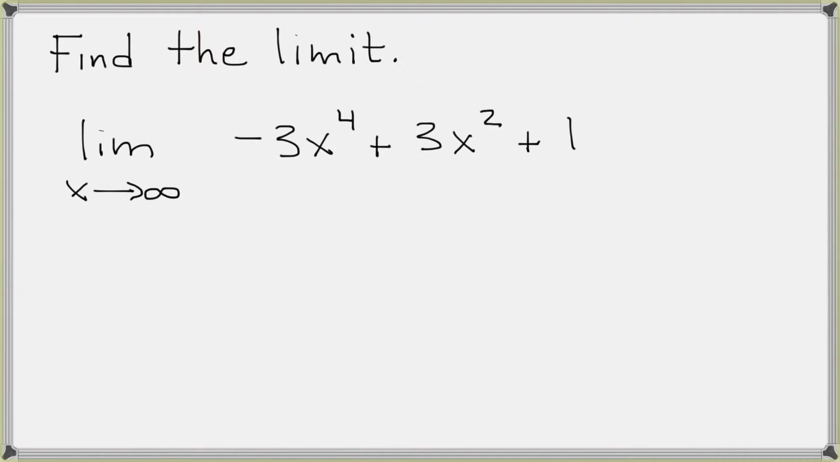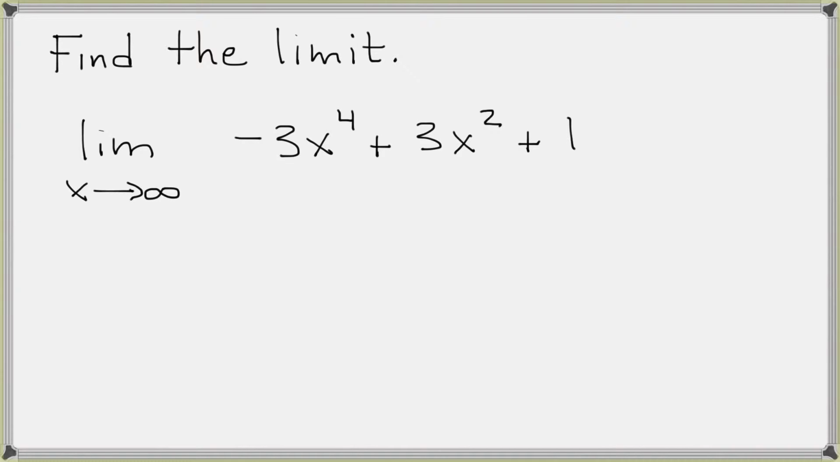So what we're going to do is to try and reduce this down to a polynomial or a power function form. And how we're going to do that is by factoring out the highest power of x that we see. So here we have x to the fourth, x squared, and no x here. So what we're going to do is factor out an x to the fourth.